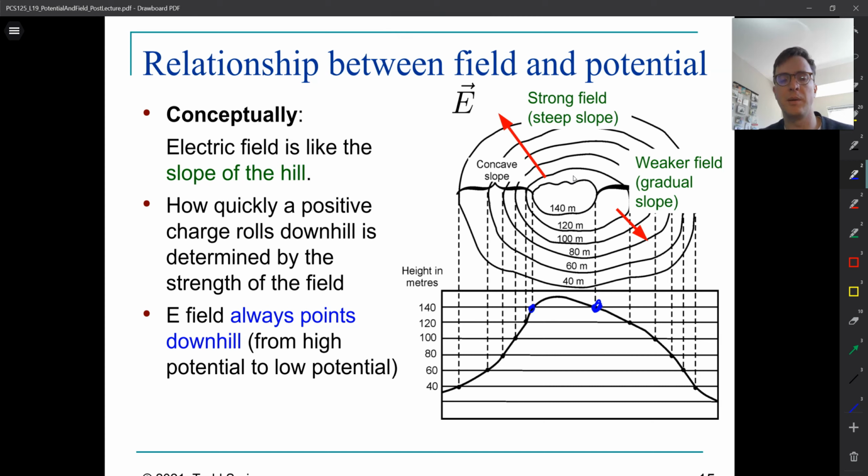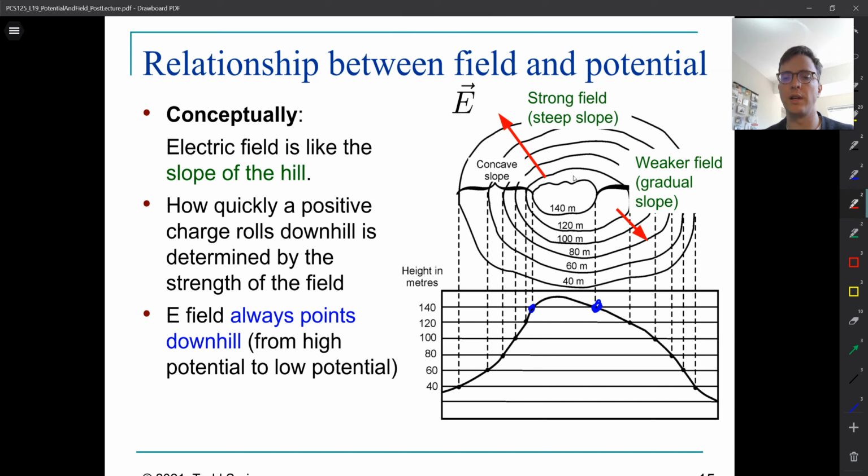It's the same idea when it comes to electric fields: where those lines are closer together, it means there's a steeper slope, and so I'll have a stronger electric field. The electric field always points from high potential to low potential. It points down the hill. Okay, so again, this is the top of the hill here, and the electric field is pointing down the hill from high potential to low potential.